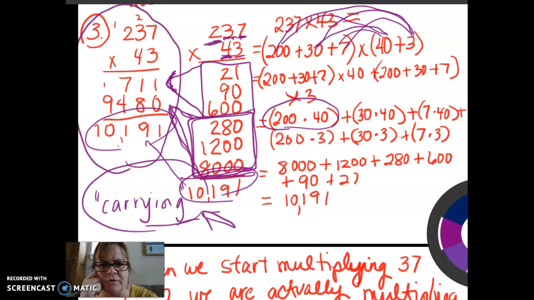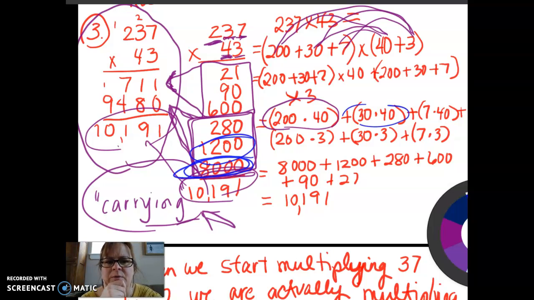So that's a 200 times 40. That's our 8,000. Then we have our 30 times 40. That's our 1,200. Then our 7 times 40. That's our 280. Then our 200 times 3, that's our 600. Then our 30 times 3, that's our 90.